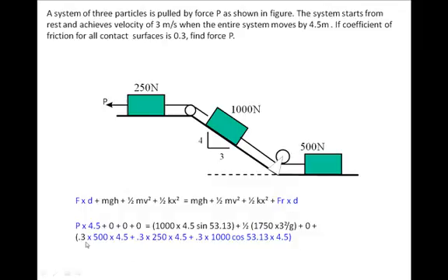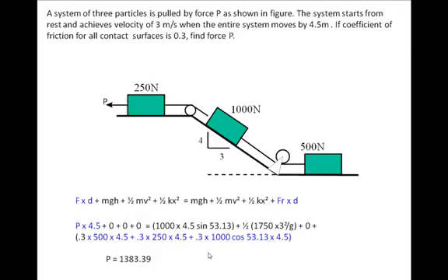So for 500, R is 500, and mu R is the frictional force, into 4.5. Similarly for 250, it is 0.3 into 250 into 4.5. And for 1000, the R is 1000 cos 53.13. Frictional force is mu R, so 0.3 into 1000 cos 53.13, and the distance traveled is 4.5. So the total friction energy is put in this, and this equation has only one unknown, and therefore we can easily solve for P.